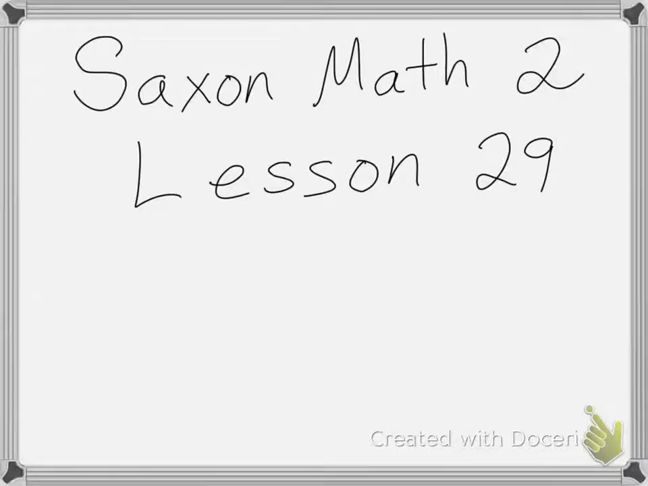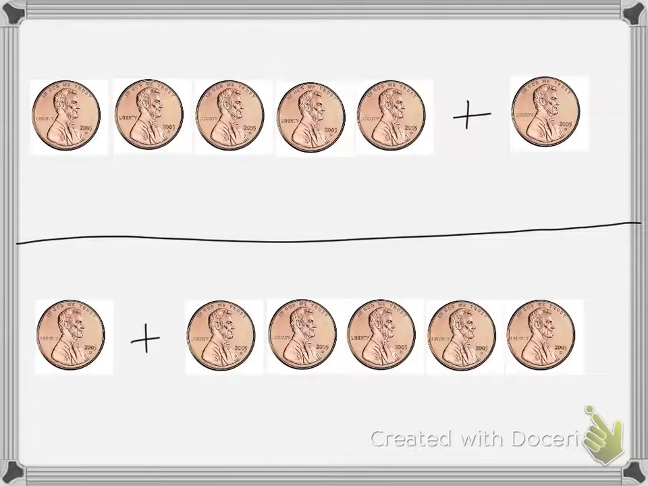Everyone, today's lesson is lesson 29, writing addition and subtraction fact families. So we're going to use some story problems to help us out. Let's say that I give one child 5 pennies, and then I give the child one more penny.